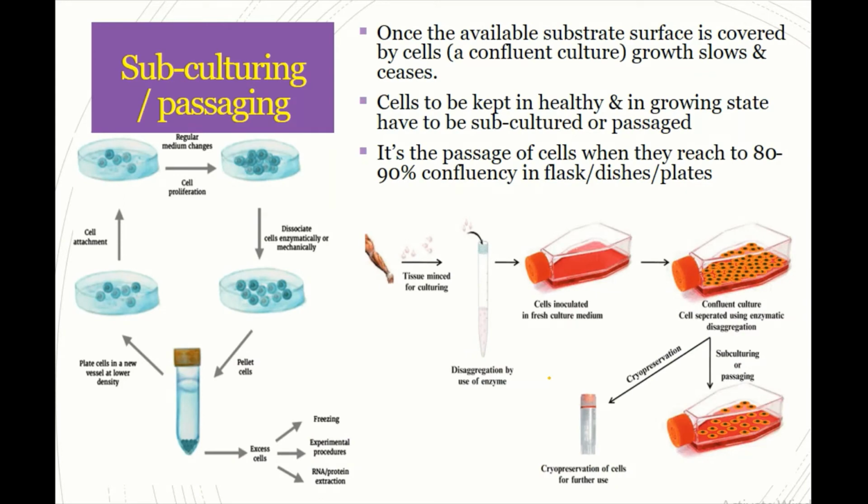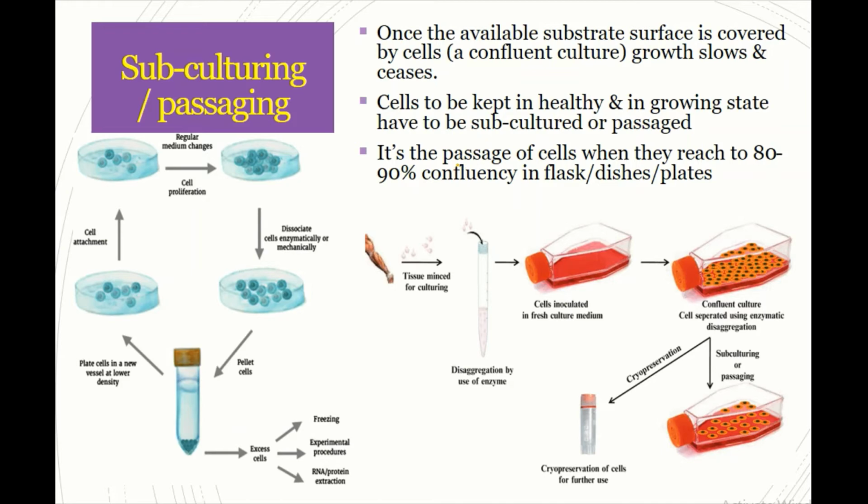We talked about subculturing or passaging. Let us look at it in a little bit more detail. Once the available substrate has been covered by the cells, we call it a confluent culture. Of course, the growth of the cells will start slowing down, and finally it will stop. So usually what we do is subculturing, so that you can keep them healthy and keep them growing in a steady state.